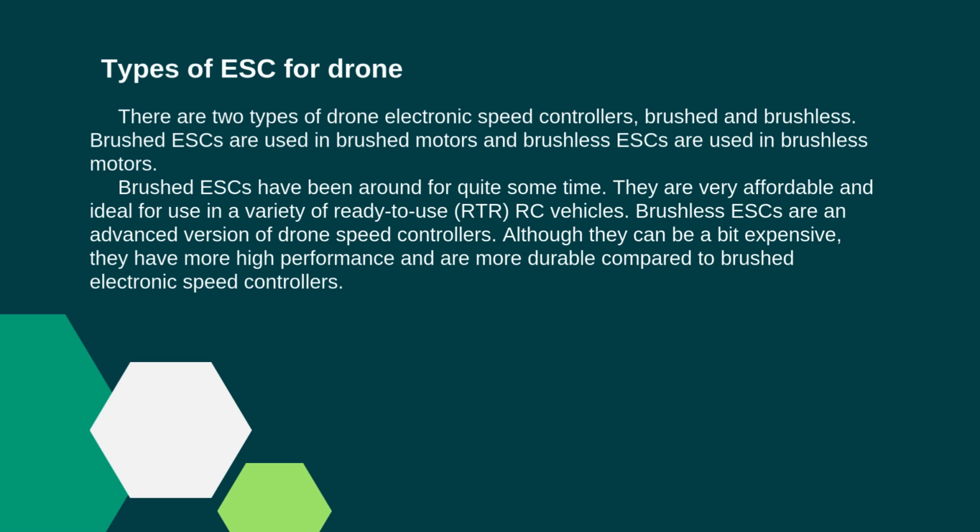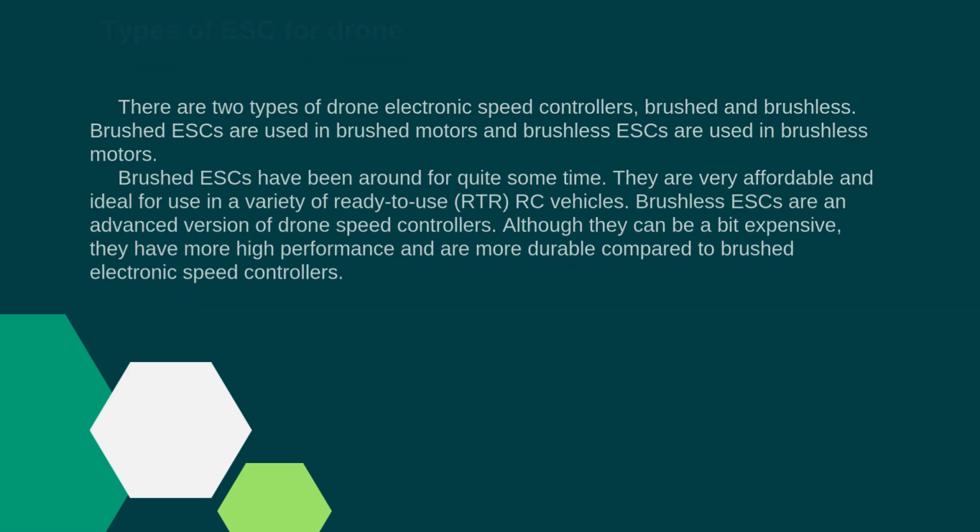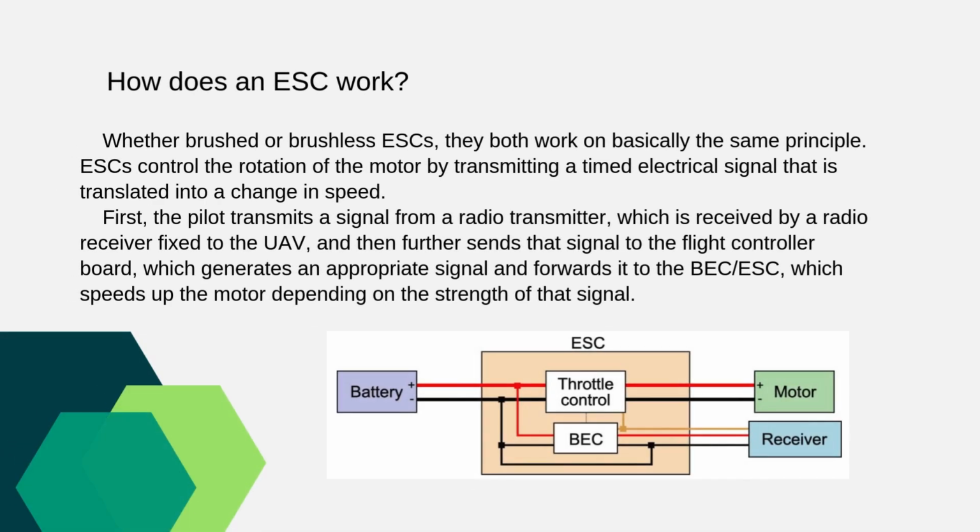Brushed ESCs have been around for quite some time. They are very affordable and ideal for use in a variety of ready-to-use RC vehicles. Brushless ESCs are an advanced version of drone speed controllers. Although they can be a bit expensive, they have higher performance and are more durable compared to brushed electronic speed controllers. Whether brushed or brushless, ESCs both work on basically the same principle.